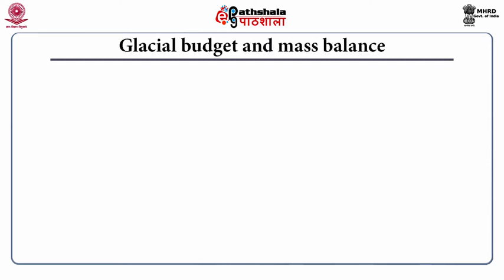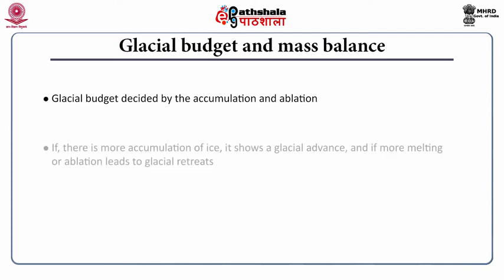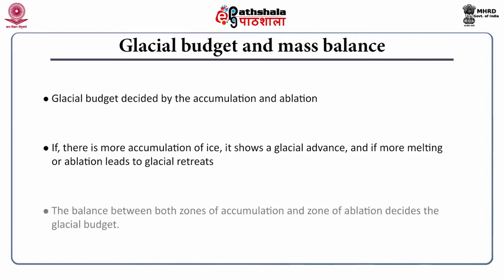Now we will try to learn about glacial budget and mass balance. Glacial budget is decided by the accumulation and ablation, as we have already discussed. If there is more accumulation of ice, it shows a glacial advancement, and if there is more melting or ablation, that leads to glacial retreat. The balance between the zone of accumulation and the zone of ablation decides the glacial budget.